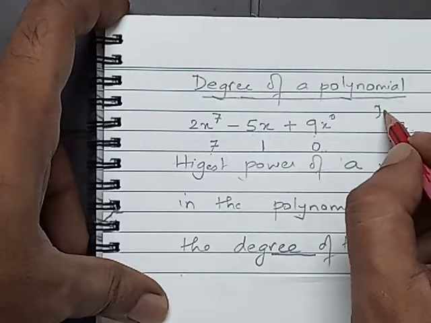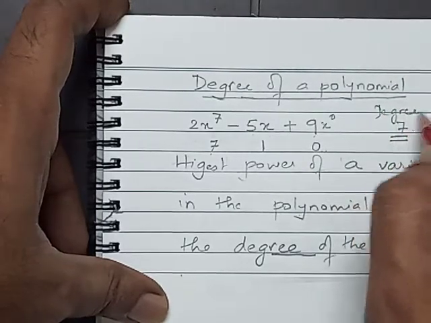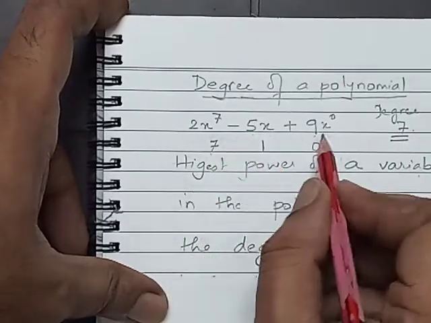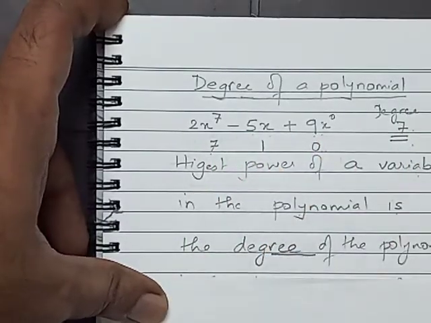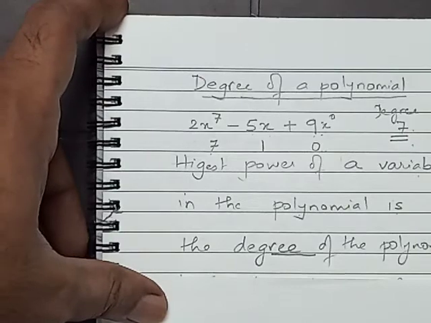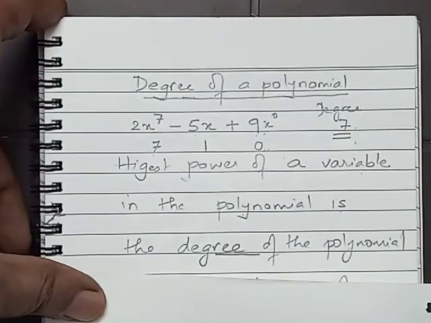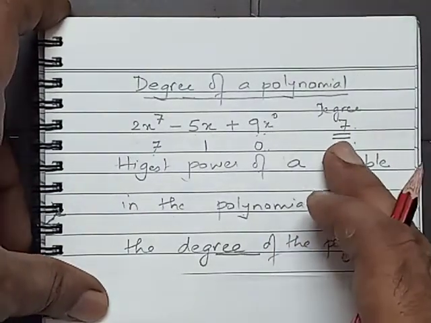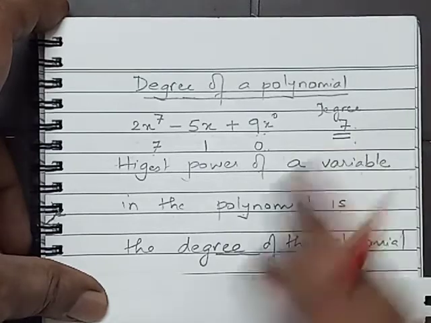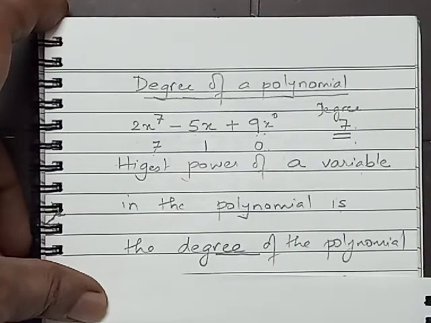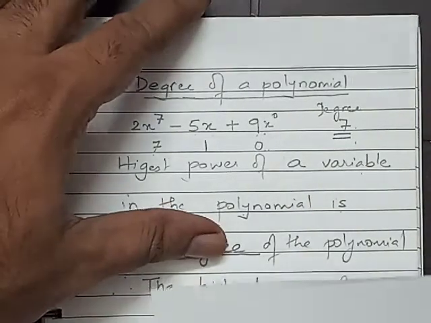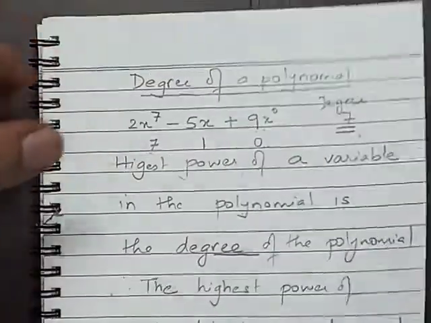So I can say the degree of this polynomial is 7, because my rule says that the highest degree of any variable will be the degree of the polynomial. Clear? So this is the rule that I will follow.